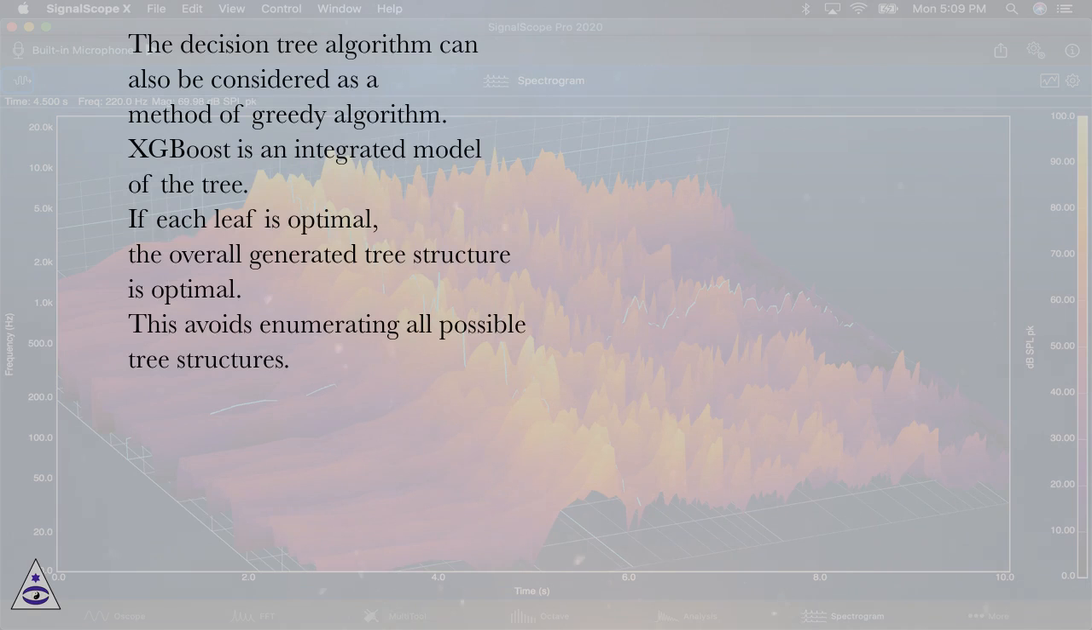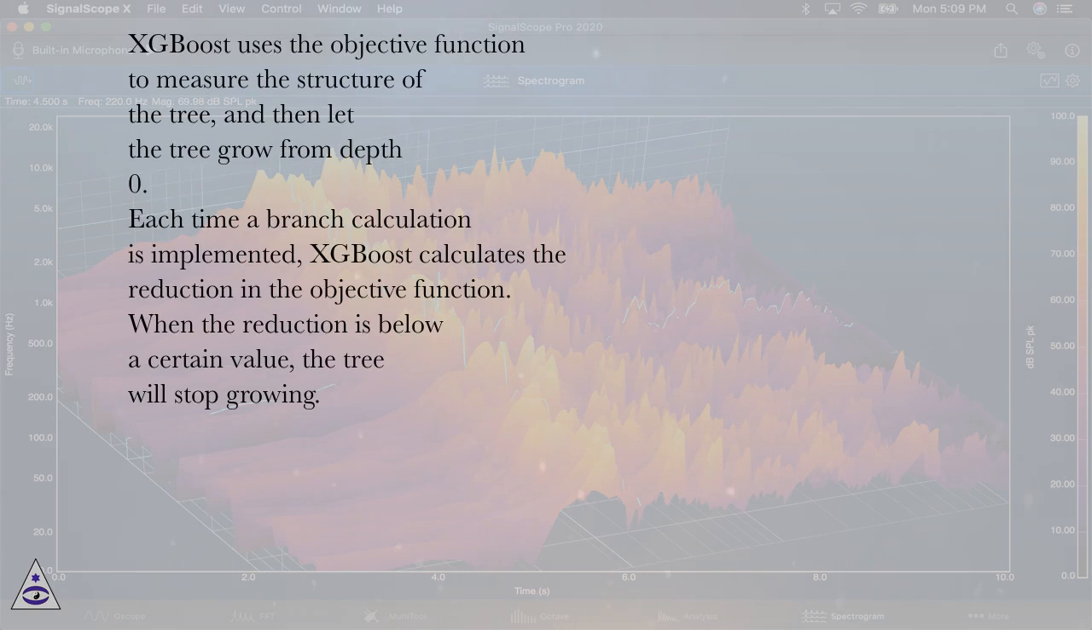XGBoost is an integrated model of the tree. If each leaf is optimal, the overall generated tree structure is optimal. This avoids enumerating all possible tree structures. XGBoost uses the objective function to measure the structure of the tree, and then lets the tree grow from depth 0. Each time a branch calculation is implemented, XGBoost calculates the reduction in the objective function. When the reduction is below a certain value, the tree will stop growing.